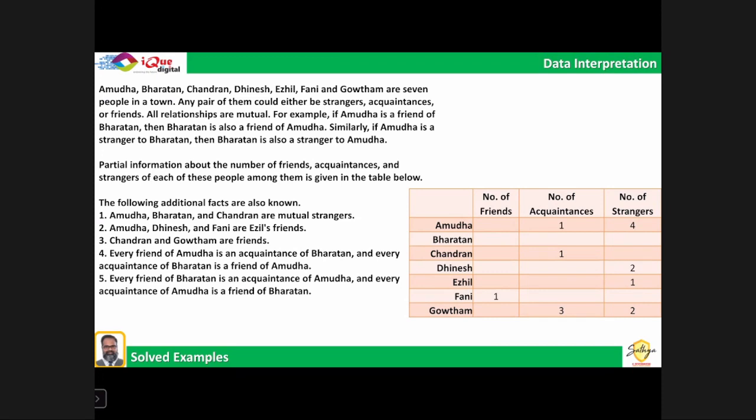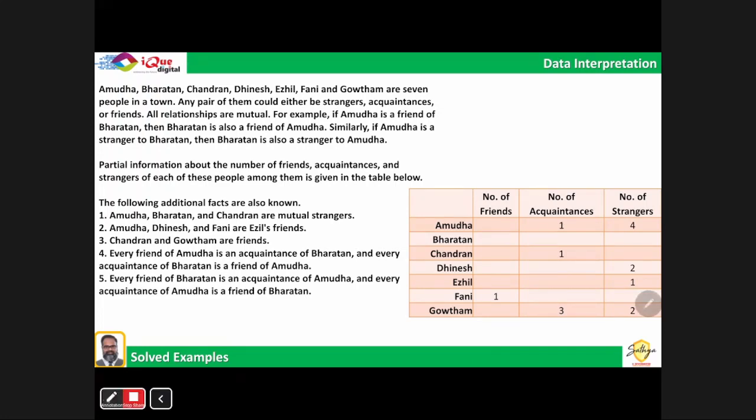I mean, that's pretty obvious, but they still have specified that, for example, if Amuda is a friend of Bharadhan, then Bharadhan is also a friend of Amuda. So A, B, B, A. Okay. And similarly, if Amuda is a stranger to Bharadhan, then Bharadhan is also a stranger to Amuda. Okay. Now, partial information about the number of friends, acquaintances, and strangers of each of these people among them is given in the table below.